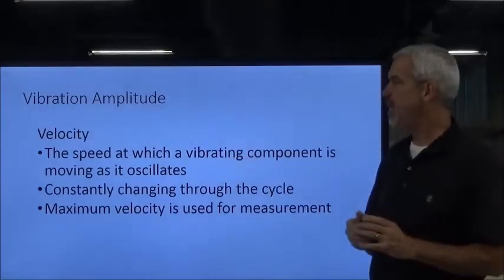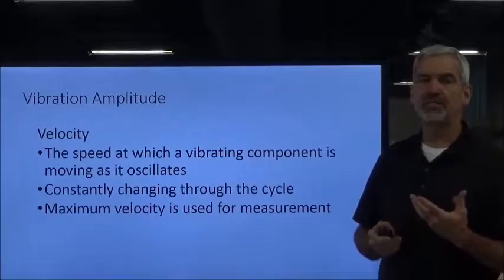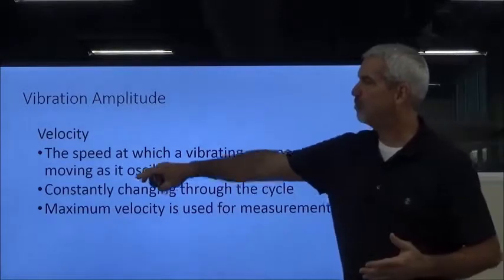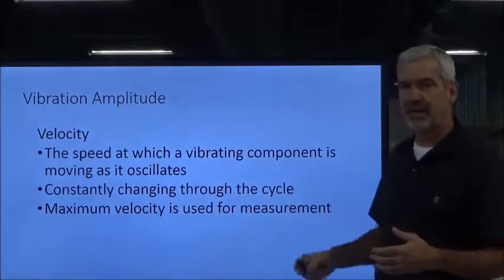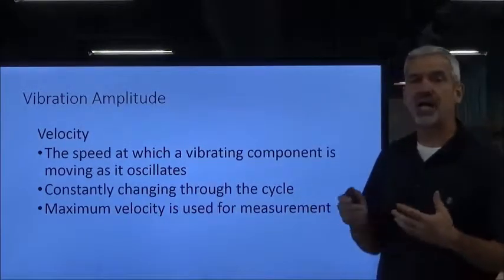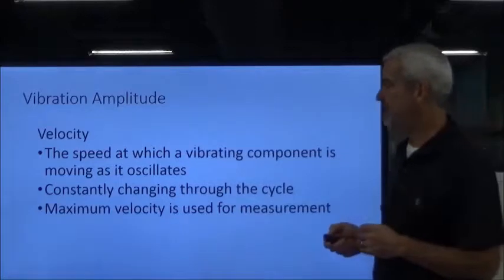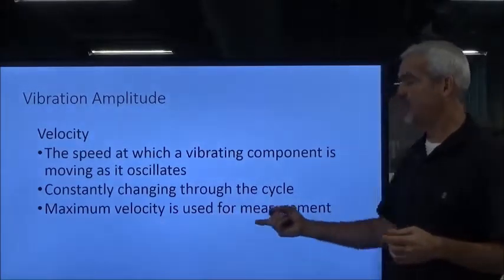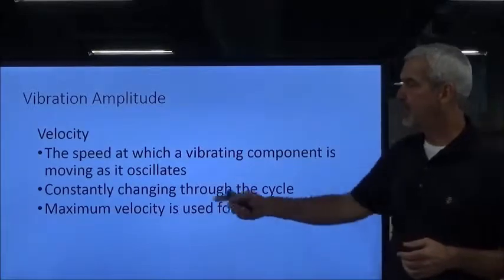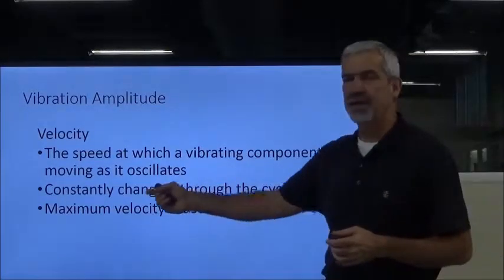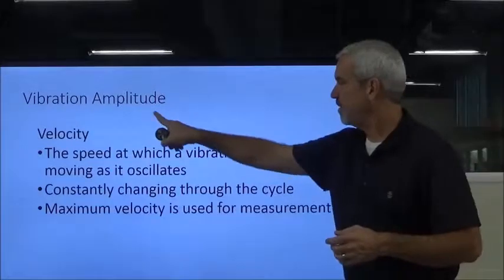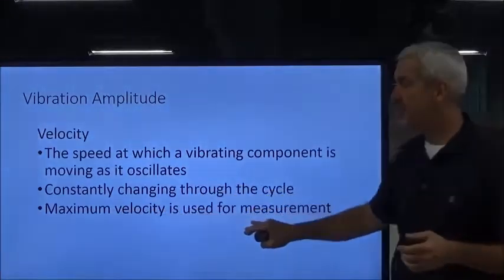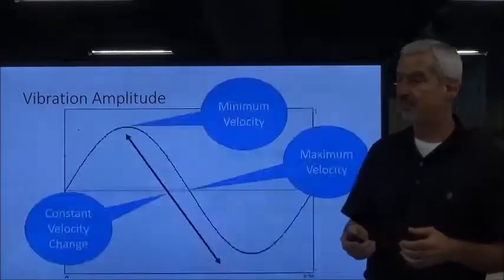That's the speed at which the vibrating component is moving back and forth, the speed at which it goes from top to bottom in our sine wave. It's constantly changing, and we'll show you that in just a second. Maximum velocity, the maximum speed, is what we're using for our measurement purposes, because we've got a wide range of speeds throughout that sine wave. The data collector looks at maximum velocity for its measurement.